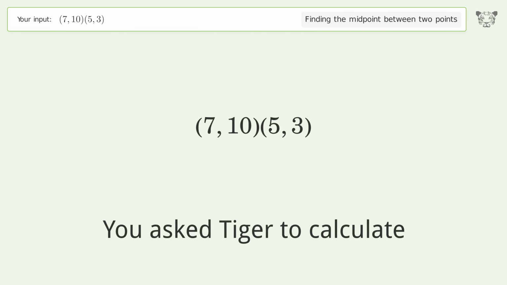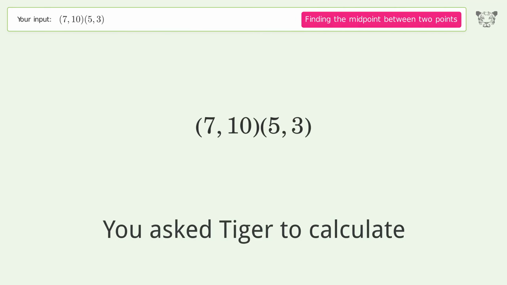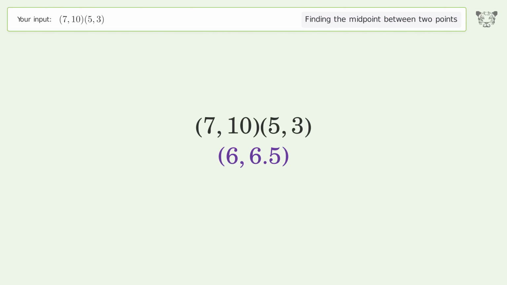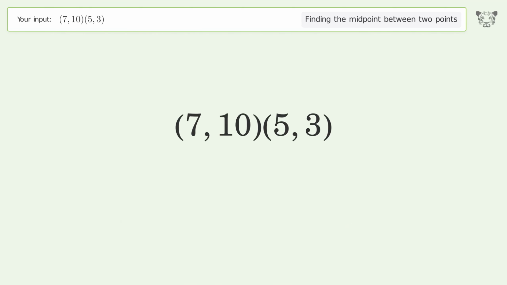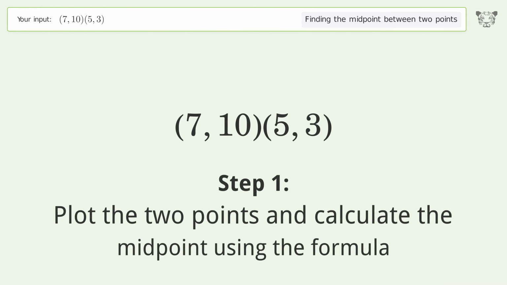You ask Tiger to calculate. This deals with finding the midpoint between 2 points. The midpoint between the 2 points is 6.5. Let's solve it step by step. Plot the 2 points and calculate the midpoint using the formula.